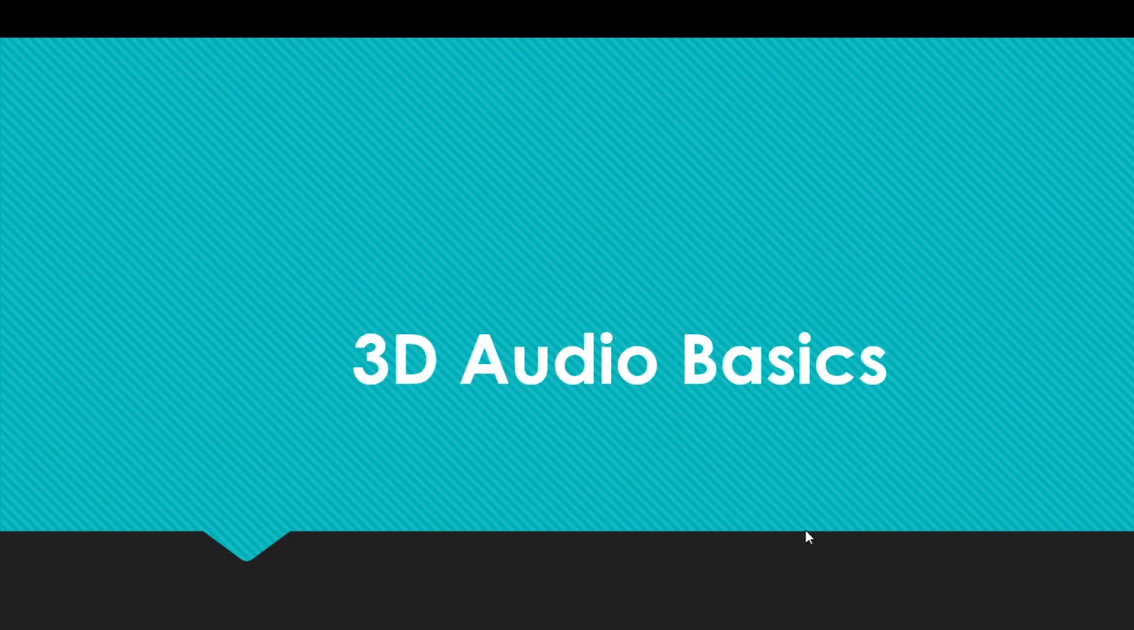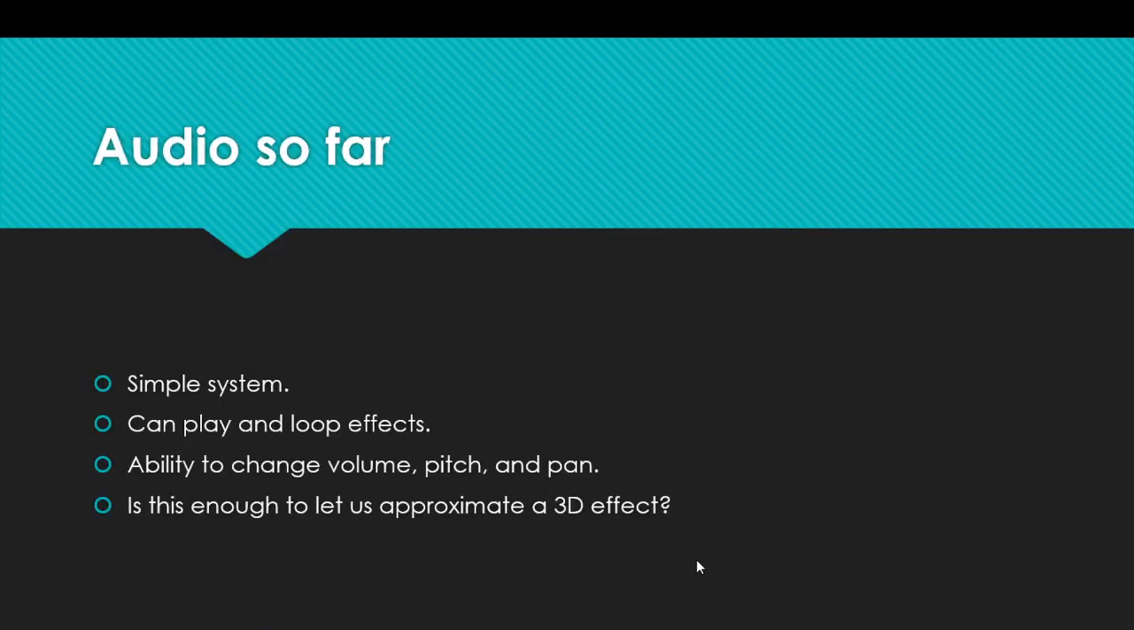So moving on to 3D audio basics, we're just looking at a simple system so far. We're just loading in samples and playing them, looping them, changing the volume and pan or the pitch on the music, although you can actually change the pitch on regular samples as well. So just with that basic functionality, is it enough to let us approximate a 3D effect, and how would we go about doing that?